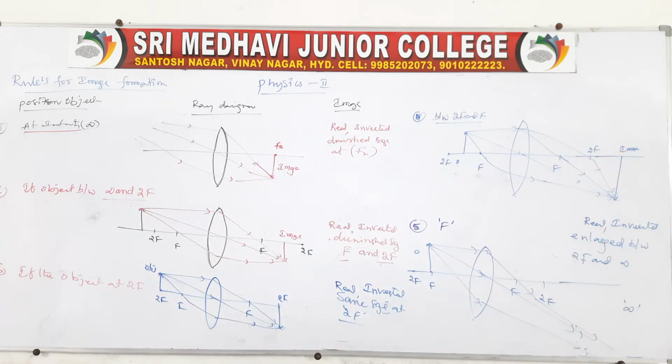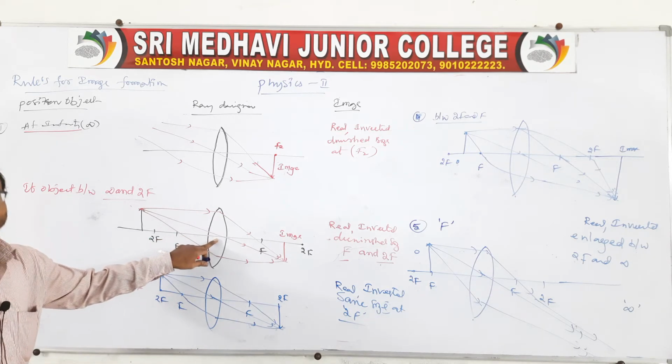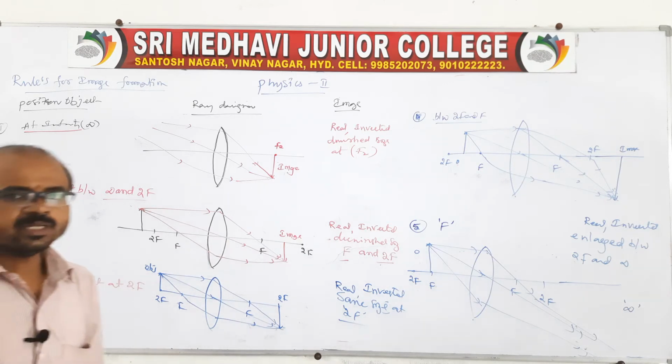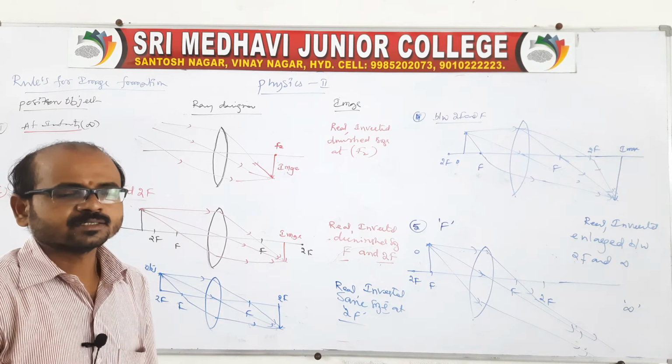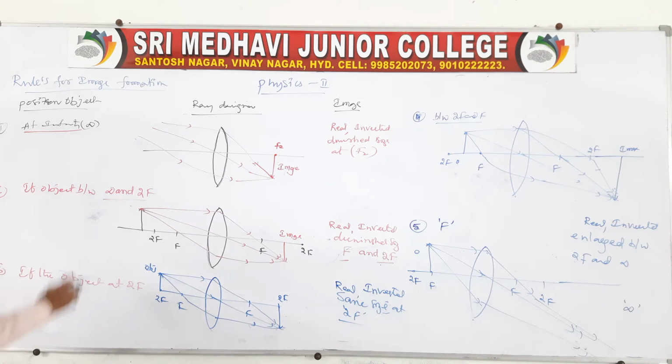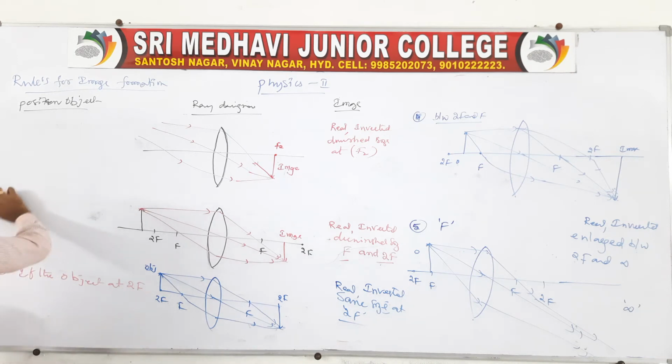If the object is between the focus point and the optic center, for this case only, the image will be virtual and erect and will form along the same side, towards the same object side only. The image will form on the same side. Clear? Shall I give that? Let us go for the next one.